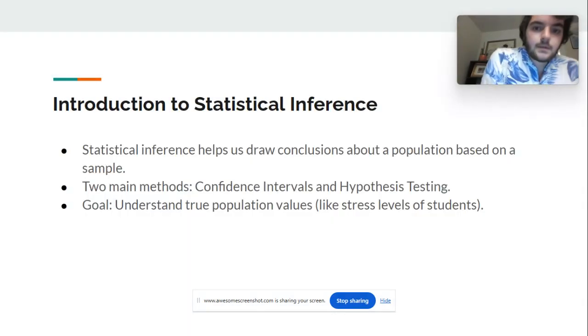So, a little introduction to statistical inference. Statistical inference helps us draw conclusions about a population based on the sample. There are two main methods. One is confidence intervals and then hypothesis testing. And the goal for all of this is to understand the true population values. And so pretty much the gist of all this is to determine if the numbers you were given are accurate and fall within the given set of data you're given.